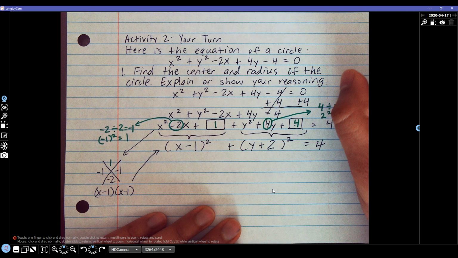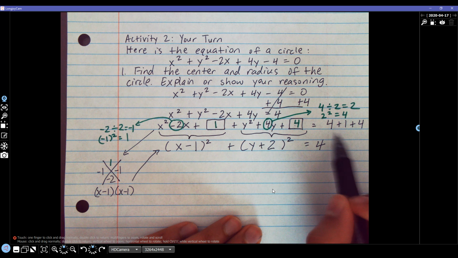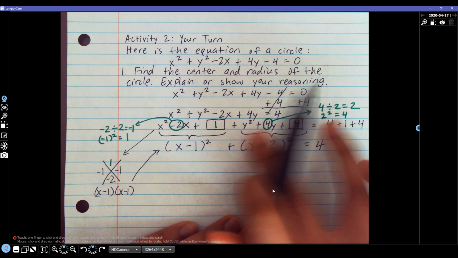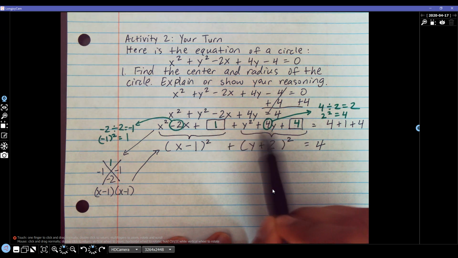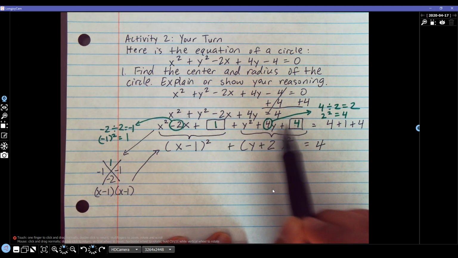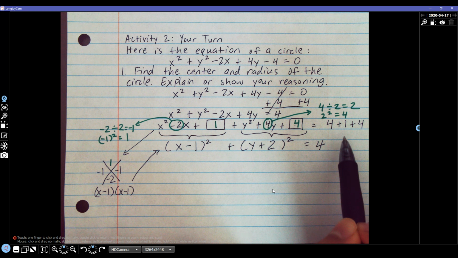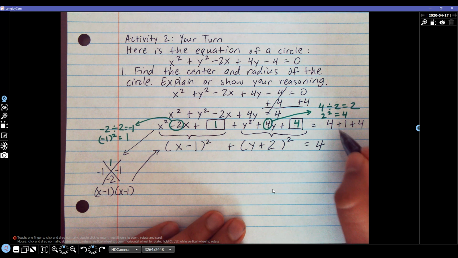So if you remember in our previous activity, right, we wanted to make sure that we balance the equation out. We're not changing the value. So even though I added 1 and 4 to the left side, I want to make sure I add them to the right side so that we're not changing the value. Okay, so now we know 4 plus 1 plus 4. I'm just going to bring that down over here again.